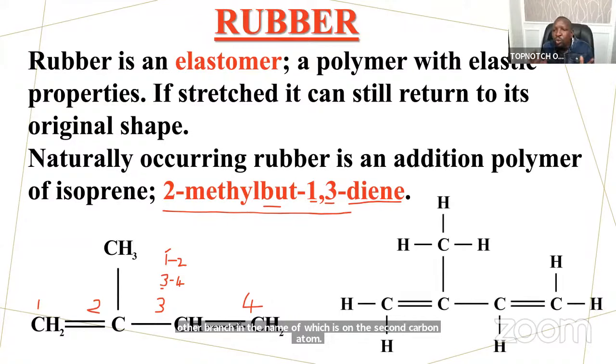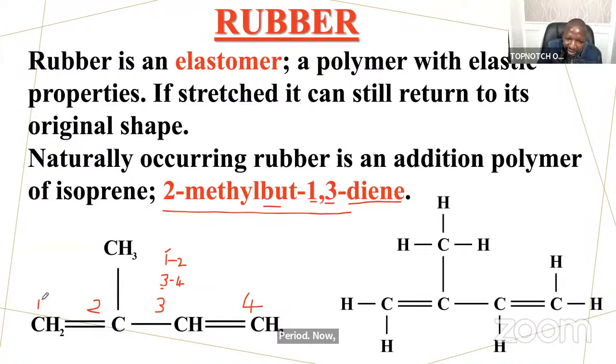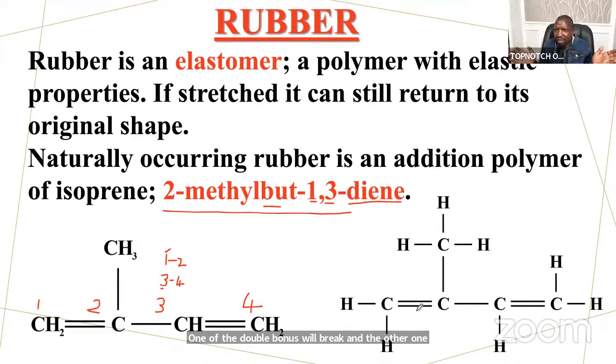Now, how do you form natural rubber? It's very easy. There are two double bonds here. So what happens? One of the double bonds will break, and the other one will shift its position to the middle. So we have two double bonds at the edges, one of them breaks, and the other shifts to the middle. Then when it shifts, we are going to have a free end on both ends. And that's how you form natural rubber.